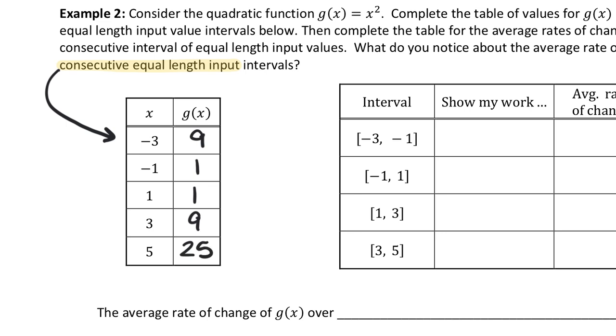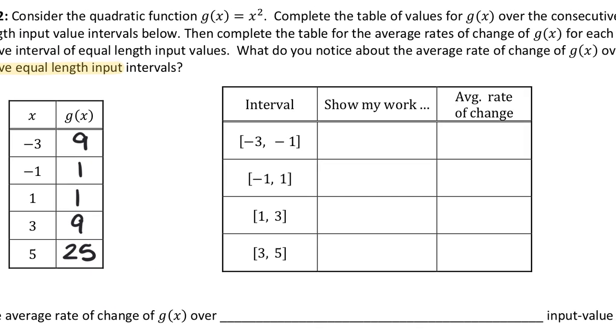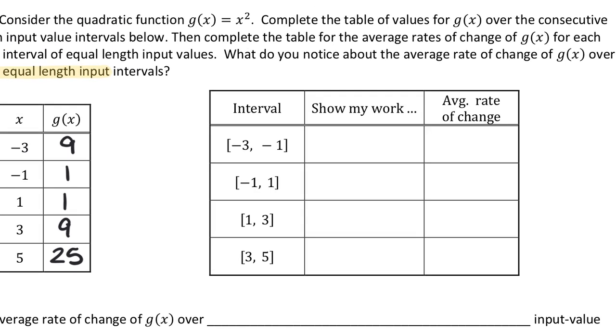So now we're going to show our work a little bit more robustly here. Over the interval from -3 to -1, which is between these 2 points, let's calculate the average rate of change in this table. Following the formula for the interval from -3 to -1, I would use the output at -1, which is 1, and subtract the output at -3, which is 9, all over -1 minus -3.